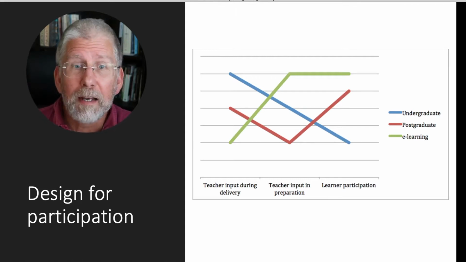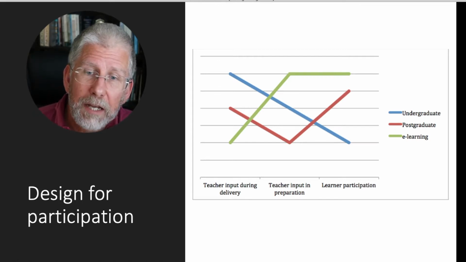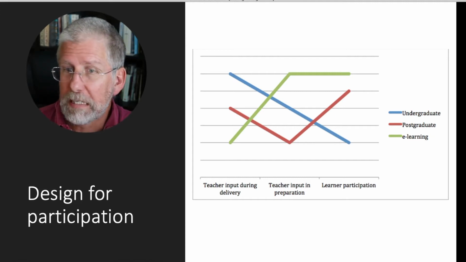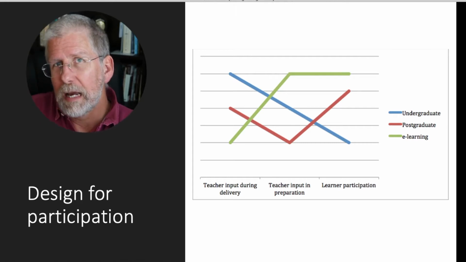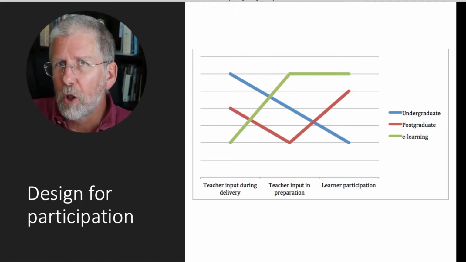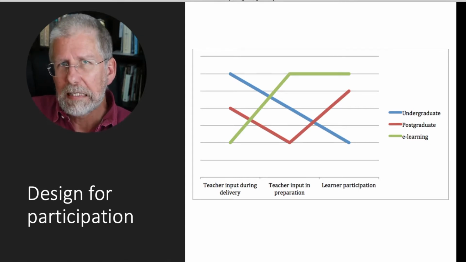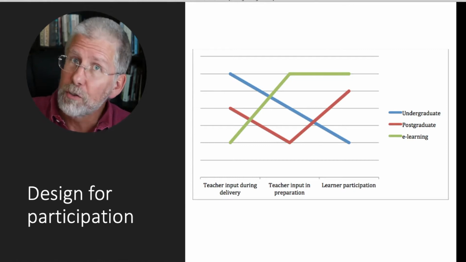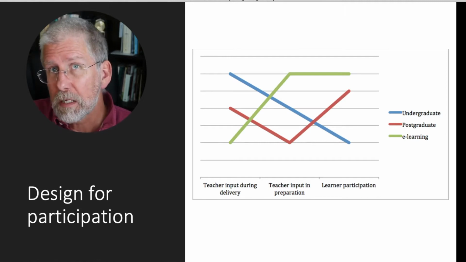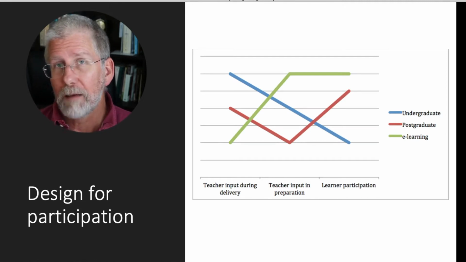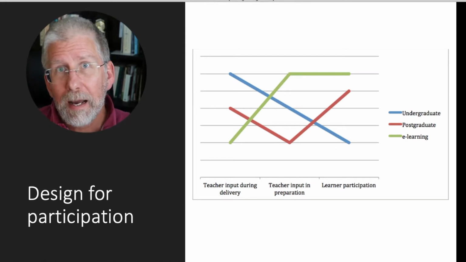And finally, the green line is the e-learning or online education. Here you notice that the teacher input during delivery is the lowest, in the sense that when you design online education, the teacher is not always talking, is not always giving input. The teacher is often taking the role, as we've seen, of the tutor, the guide on the side. So the input during delivery is relatively low. But look at the level of input from the teacher in preparation. It is actually the highest.